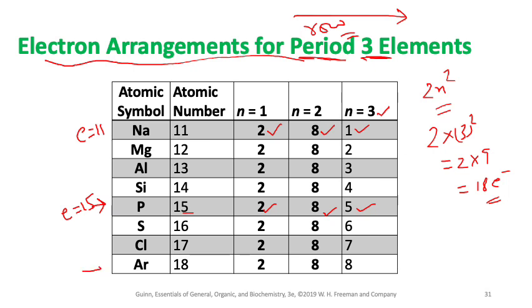So if you look at argon, 18 electrons: 2 electrons in the first, 8 electrons in the second. How many left? 8. It can go to the third easily, because the maximum it can accommodate is 18, and you are just putting 8. So it can easily go to n equal to 3. This is how you normally arrange electrons in different energy levels.